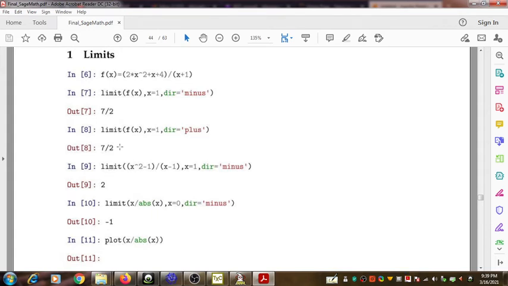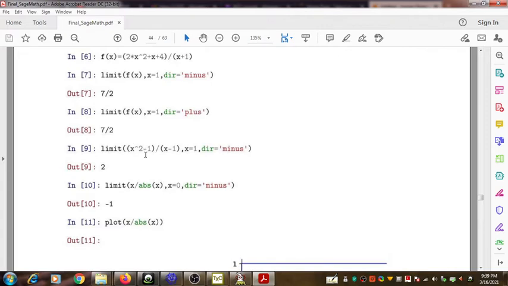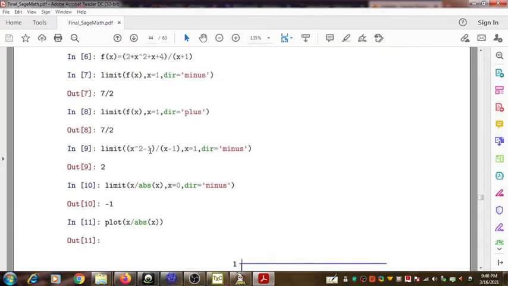Then for a different function: without defining a function like f(x) equal to an expression, we can directly use any function inside the limit command and take the limit. For example, limit of the function (x² - 1) / (x - 1) at the point x equal to 1, with direction minus. That means you are trying to obtain the left limit. You can copy that, and you have to type it in that window completely.